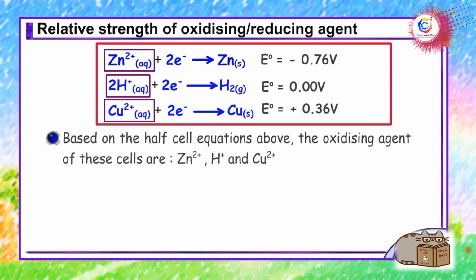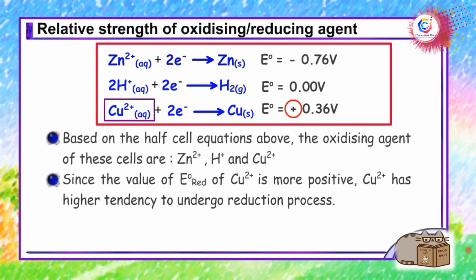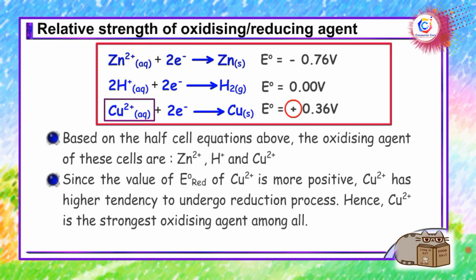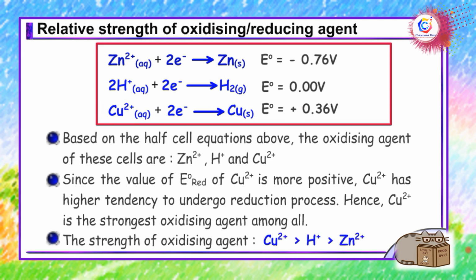Based on the half-cell equations above, the oxidizing agent of these cells are Zn2+, H+, and Cu2+. Since the value of E0 reduction of Cu2+ ion is more positive, Cu2+ ion has higher tendency to undergo reduction process. Hence, Cu2+ ion is the strongest oxidizing agent among all. The strength of oxidizing agent decreases from Cu2+ to Zn2+.